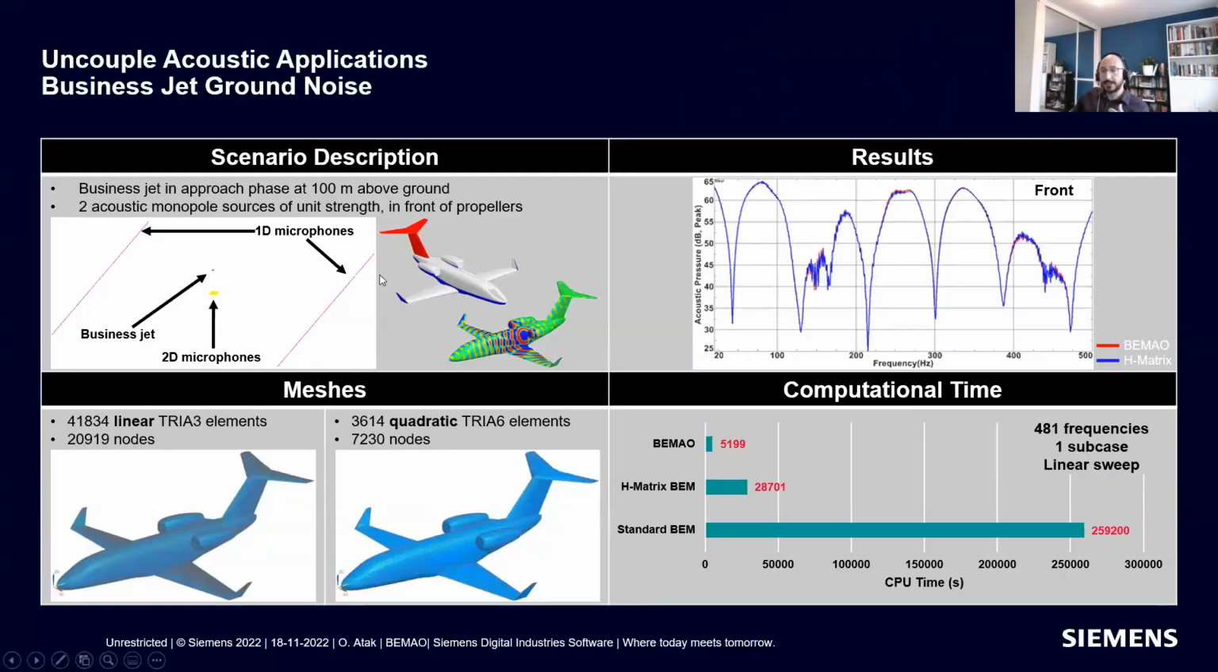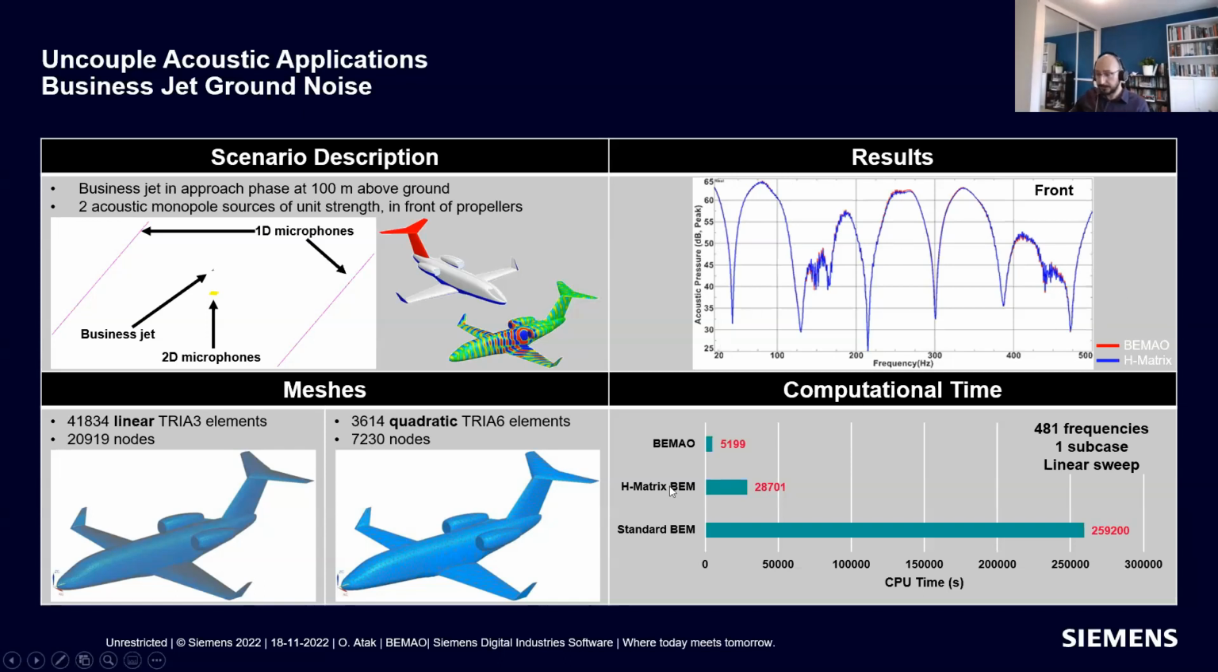So here we are looking at a business jet application. We have microphones at the sides, 100 meters. The jet is 100 meters above the ground. A classical discretization here would have around 20,000 nodes, and we have our BEMAO discretization with smaller nodes. But of course, this is not the degrees of freedom. This is the nodes, and our system DOFs would be different. You can see here the results up to 500 hertz.